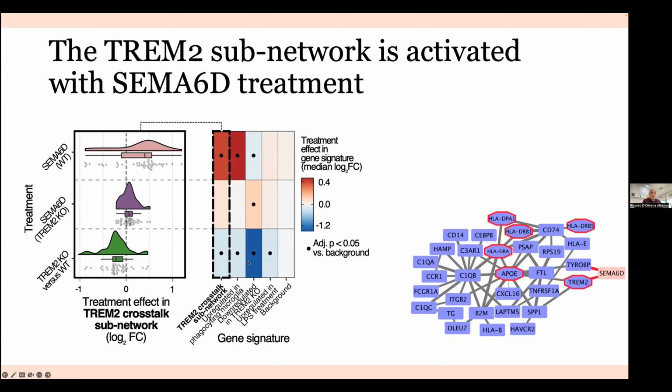And I'm doing this so we can compare it to other gene signatures. We have multiple gene signatures here on the x-axis, but in the interest of time, I'll just focus on one, the second signature. These are genes that are upregulated in phagocytosing microglia. They're also upregulated under SEMA6D treatment. So this aligns with the increase in phagocytosis that Gina's experiments showed previously.